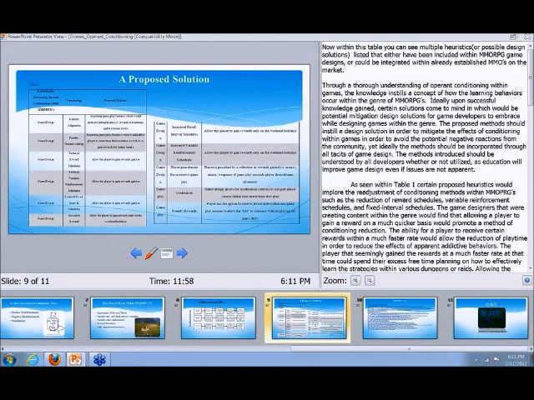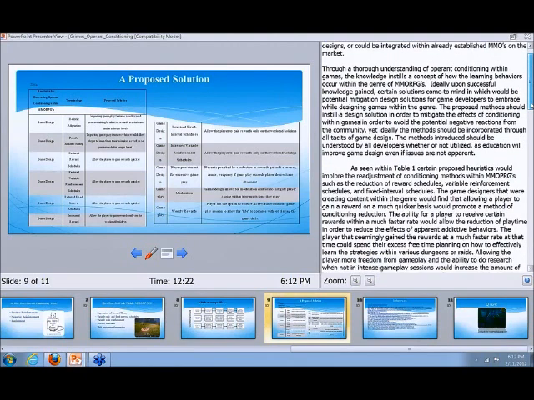The proposed method should instill a design solution in order to mitigate the effects of conditioning within games in order to avoid the potential negative reactions from the community. Yet ideally, the method should be incorporated through all facets of game design. The methods introduced should be understood by all developers whether or not utilized, as education will improve game design even if issues are not apparent.